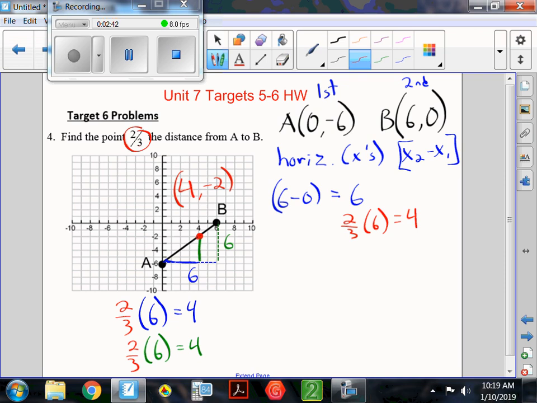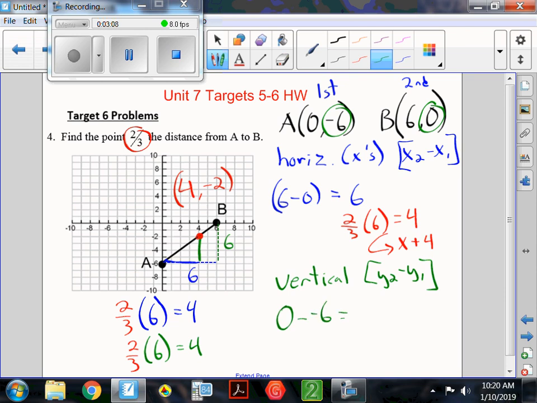So I need to change my horizontal distance by adding 4 to the x. That's what I'm going to do. For the vertical distance, I could do the same thing. The vertical distance has to do with the y values, or y2 minus y1. In this case, 0 minus -6. 0 minus -6 is 6. So then 2/3 of that 6 is equal to 4. And so I'm going to take my y value and add 4.